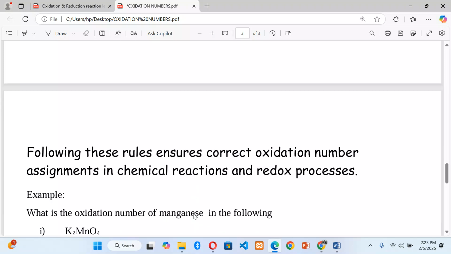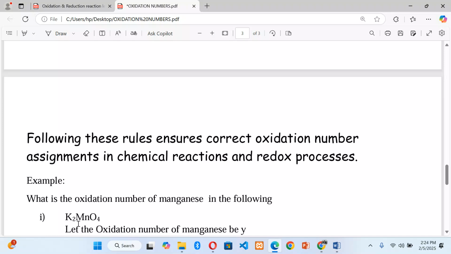Let's have a look at some examples, and then you will be able to go through them. What is the oxidation number of manganese in potassium manganate? For the other elements we know, because group 1 metals have an oxidation number of +1, and oxygen has an oxidation number of -2. For manganese we don't know. But for a neutral compound the sum of oxidation numbers is equal to 0.